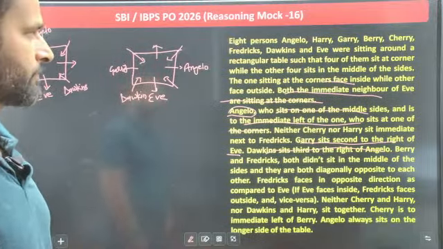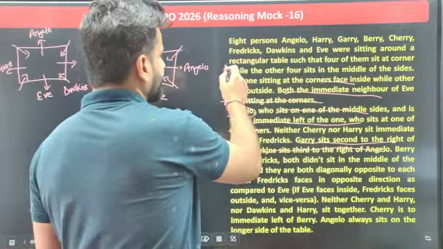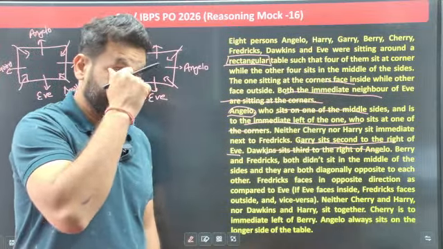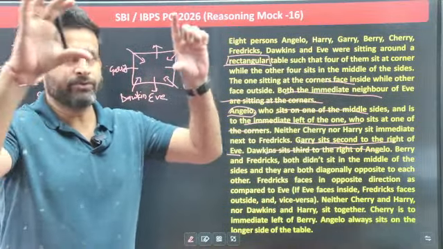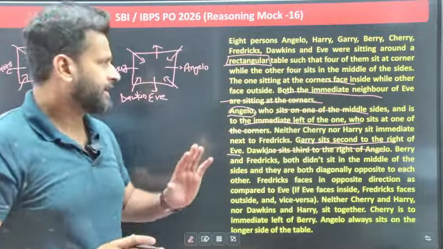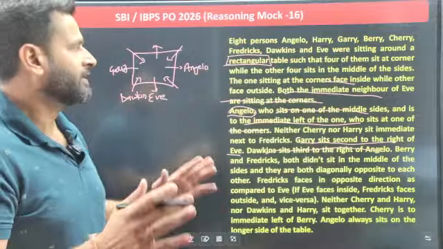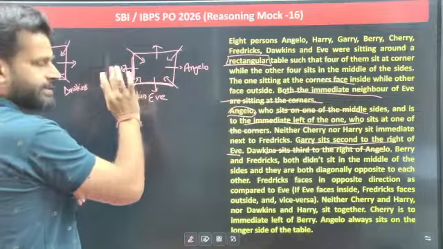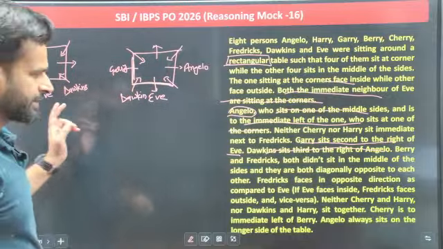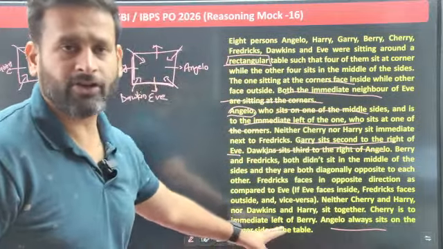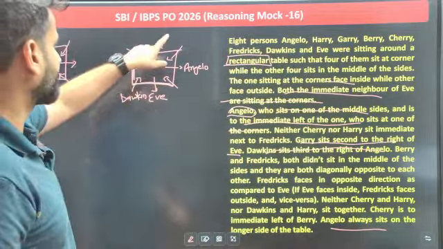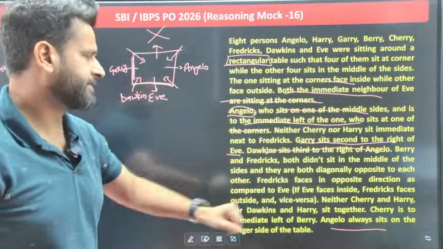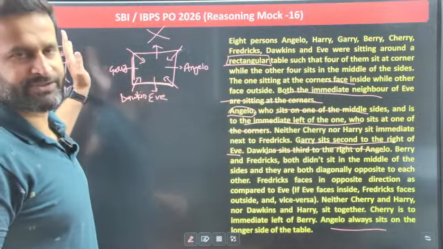Now look, because this is a rectangular table, you know that in a rectangle we have two longer sides parallel to each other and two shorter sides. Now we have not been given which is which, so I am assuming this side is the longer side and this is the shorter side. Related to Angelo, it is saying he is sitting on the longer side. This is my longer side, Angelo. Out of these two, I have to consider one, because it says Angelo is on the longer side. Let's suppose this is the longer side.